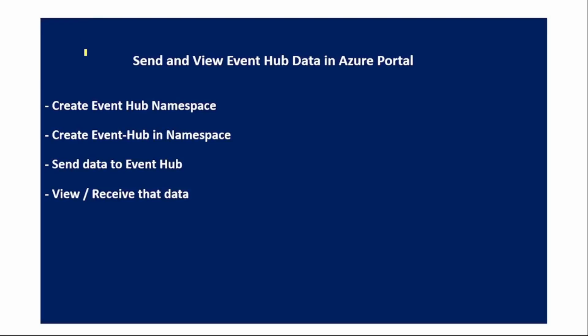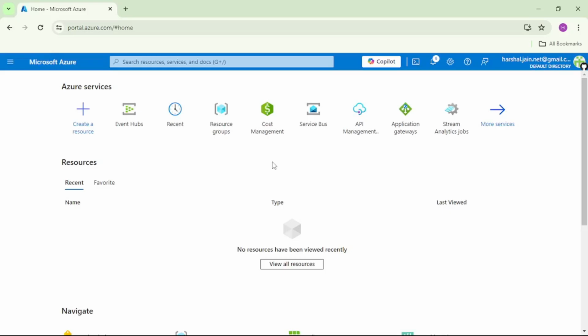Hello guys, in this video let us send and view event hub data in Azure Portal. So we will create an event hub namespace, we will create an event hub in that namespace, we will send data to the event hub, and then we will view or receive that data.